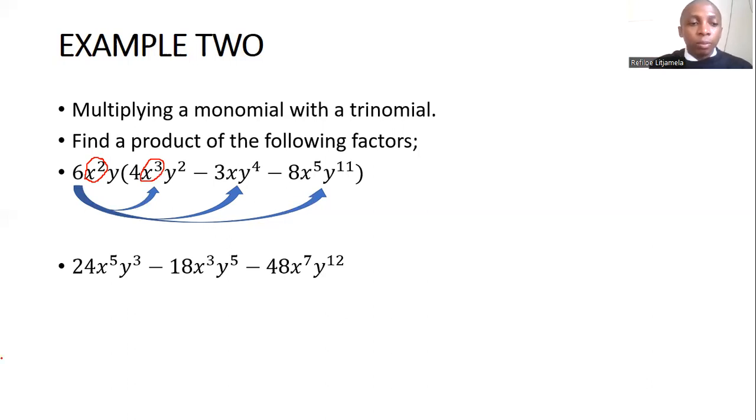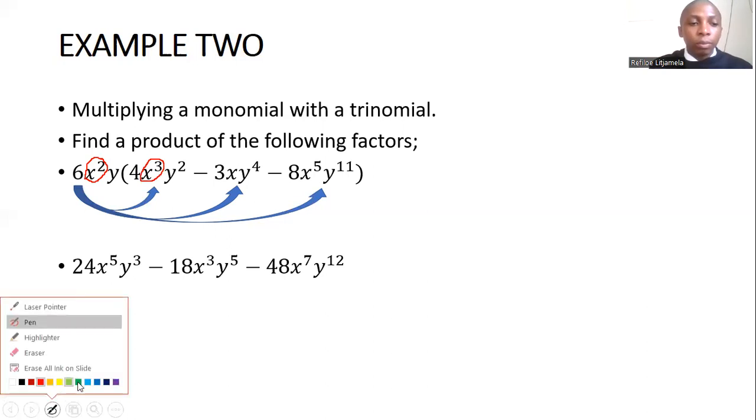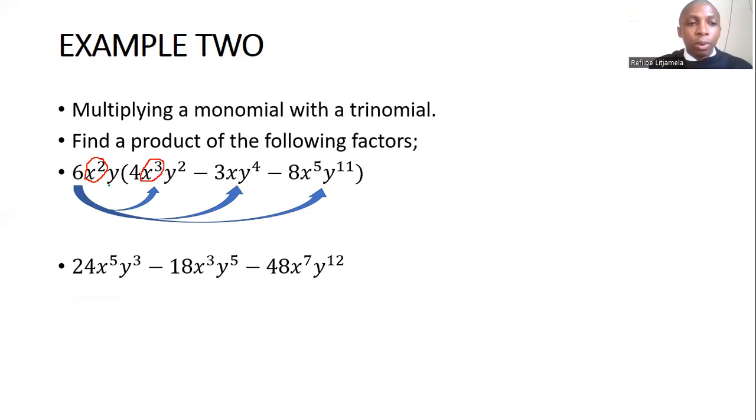Similarly with y. This y has an exponent of 1, and the one inside the bracket has an exponent of 2. So you will represent it as a single base y, and just add the exponents, which is 1 plus 2. The second term, I did the same thing. 6 times negative 3 is negative 18.